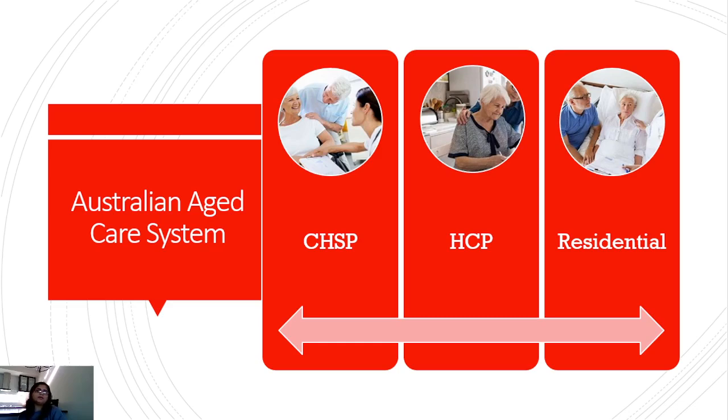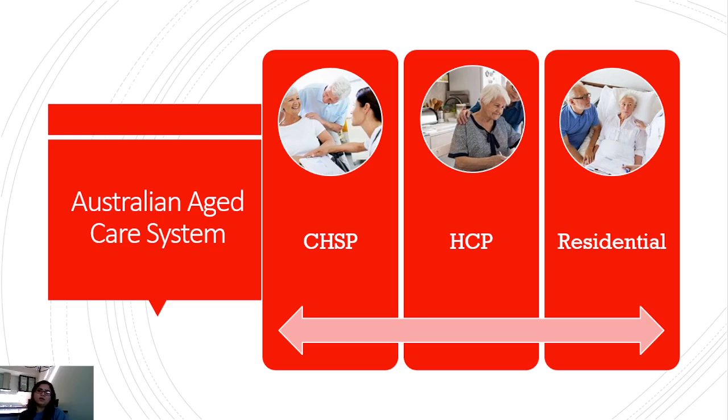Then come home care packages. Sometimes when they need a bit more care than what the entry-level CHSP gives, they can be reassessed by the aged care assessors and given a home care package. There are different levels, level 1, 2, 3 and 4, depending on the clinical need, clinical ability, or the functional status of the person. How much service do they need at home? And it covers a lot of things, not just nursing.